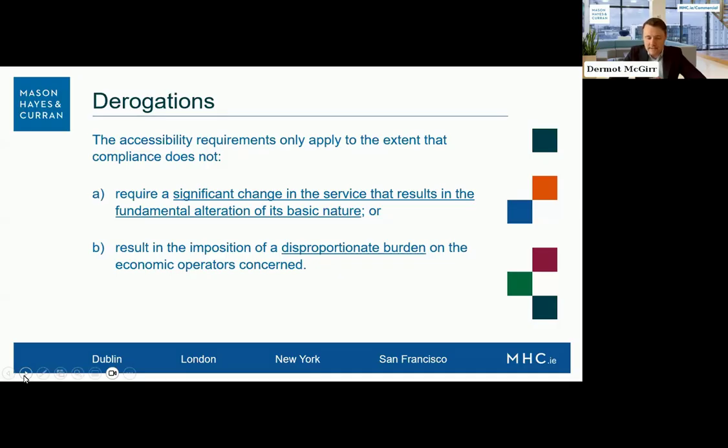So that obviously varies from business to business, because businesses are of a different scale and have different cash flow. It's important to remember, though, similar to the point I mentioned about these being interpreted narrowly, that the recitals in the directive are clear that on B, the disproportionate burden, a lack of priority, time, and knowledge aren't a justification to rely on this.